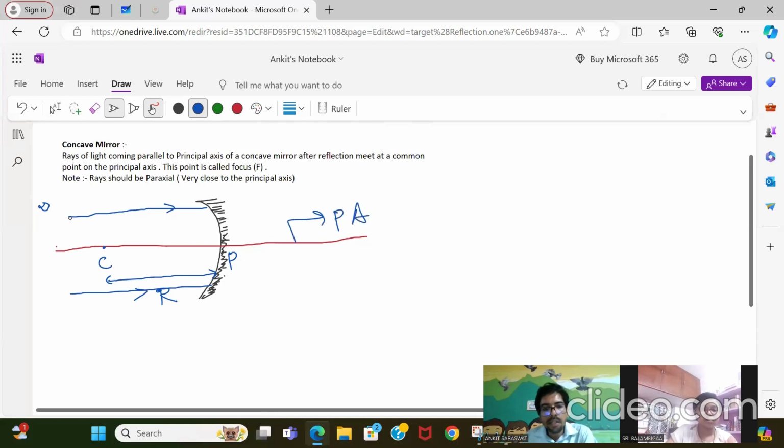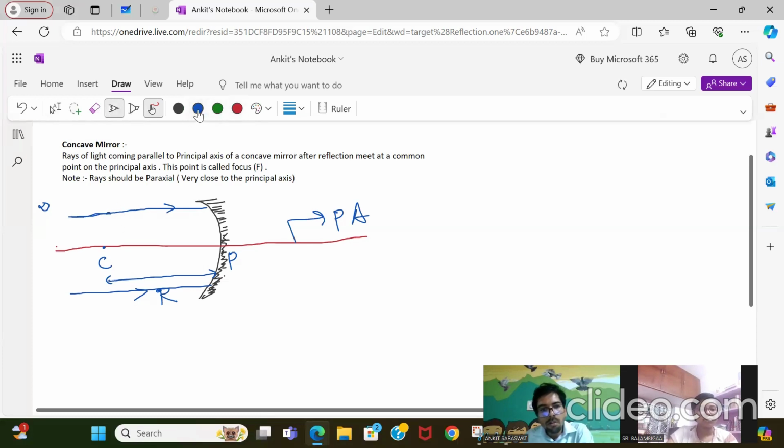See this light ray, this light ray. At least how many rays are required to form an image? Two rays. So I just draw only two rays. There will be many rays, an n number of rays, but I just draw two to make you understand the meaning of this term.